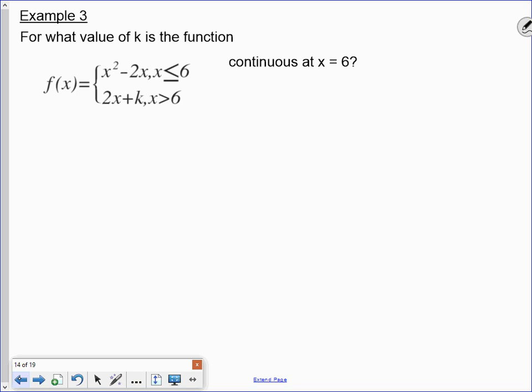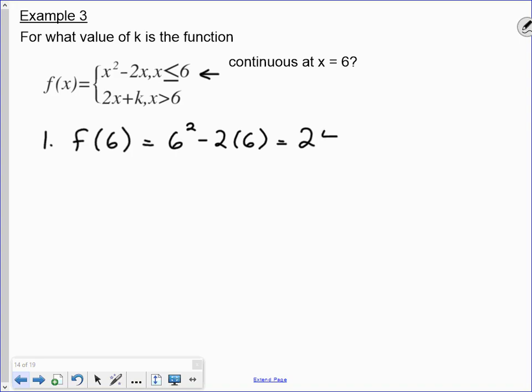Again, we want to use those three conditions that have to be true for the function to be continuous. Number one, the function has to exist. So let's start by finding the value of f at 6. We're going to be using this value up here, so that's going to be 6 squared minus 2 times 6, which is 36 minus 12, which is 24. Okay, so we know that the value of the function at 6 is 24.